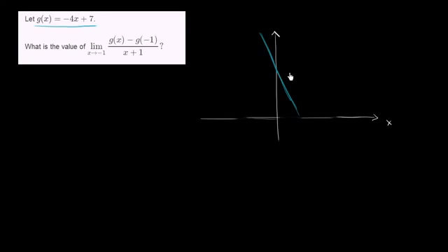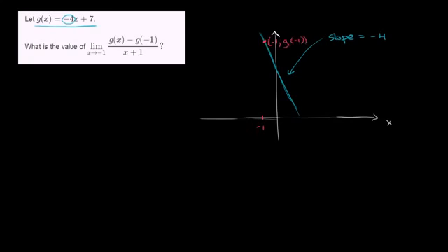And we already know that the slope here is going to be negative 4. We get that right from this slope-intercept form of the equation. Slope is equal to negative 4. And they ask us, what is the limit as x approaches negative 1 of all of this? So let's plot the point negative 1. So when x is negative 1, that's this point right over here. And this point would be the point negative 1 comma g of negative 1.